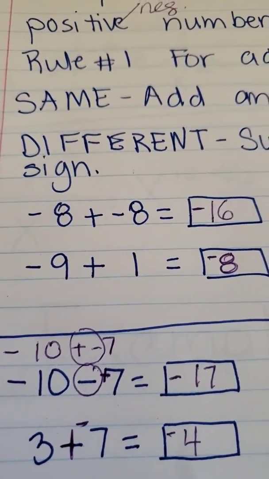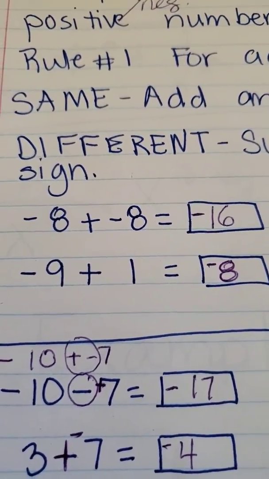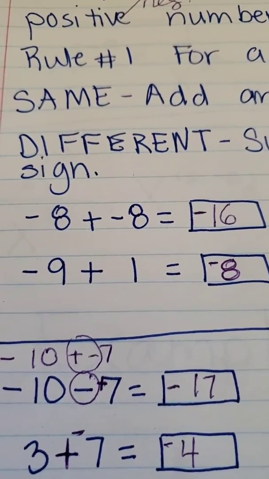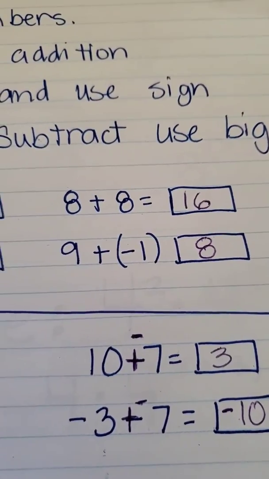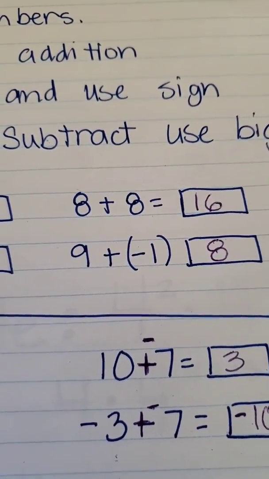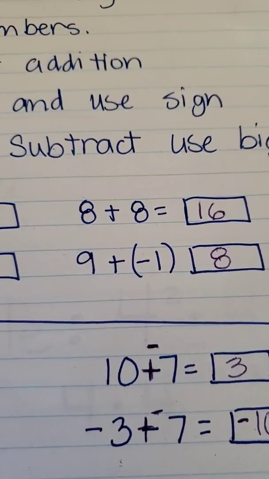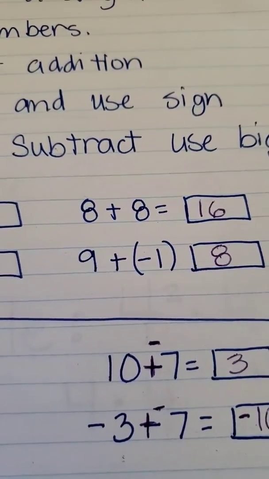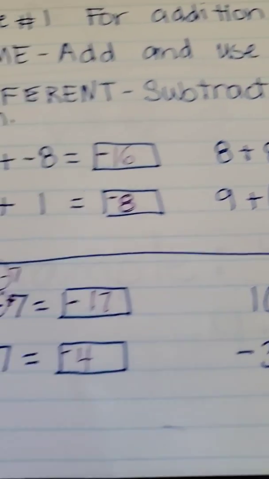-9 plus 1, signs are different, I subtract. It's negative because 9 is bigger than 1. 9 plus -1 is 8 because 9 and -1 have different signs, and 9 is bigger than 1, so the 8 is going to be positive.